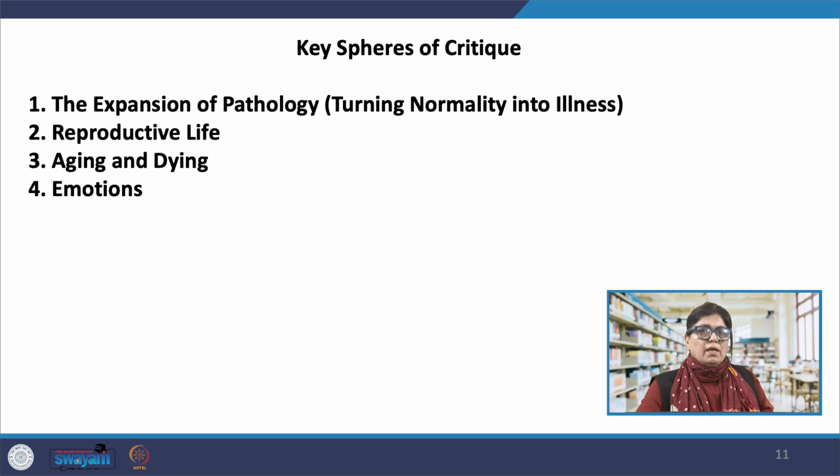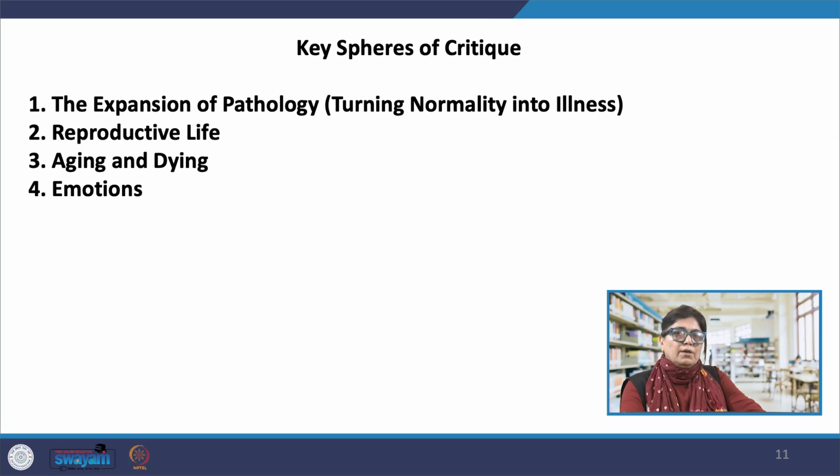The natural decline of the body is often treated as a disease to be aggressively combated in the intensive care unit rather than a spiritual or familial transition to be supported. Emotions. Normal human grief, sadness, or childhood energy are frequently pathologized as clinical depression or ADHD, shifting the solution to behavior compliance through prescription drugs.